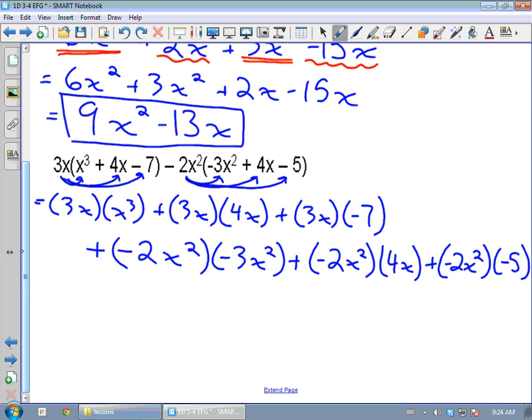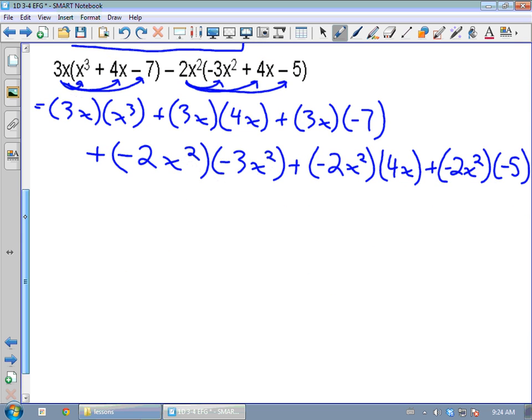All right, let's do our multiplication here. 3x times x cubed, multiply the coefficients, we get 3, add the exponents here. So x to the power of 1, x to the power of 3, we get 3x to the power of 4. The next term, 3 times 4 gets us 12, x times x, 1 plus 1, so we get x squared. Our next term, 3 times negative 7 is going to give us negative 21. And then we just have the 1x.